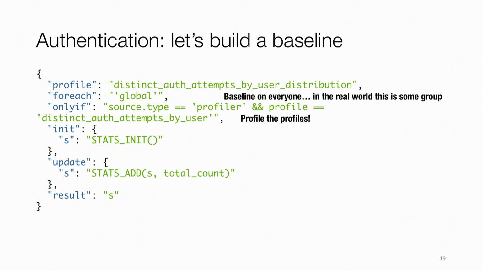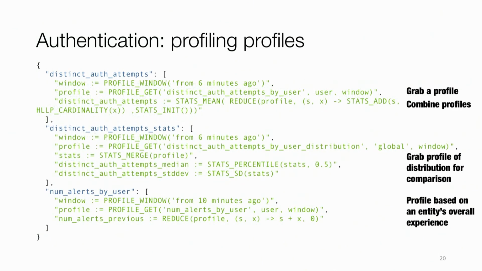So again, just building up a very simple profile. We've now got our 2 profiles. So we've got a profile of how many things people log onto. We've got our profile of that profile. Make sense? Right. A little bit further down the rabbit hole.